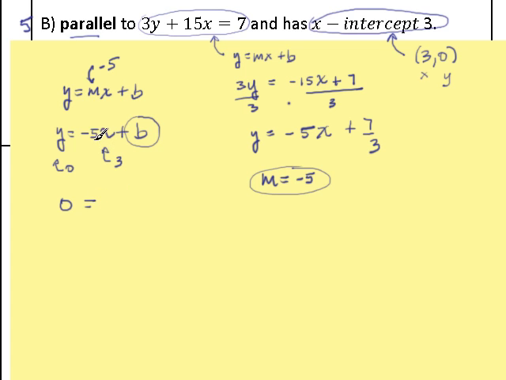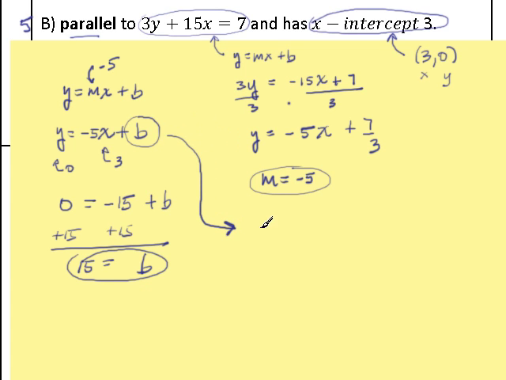So 0 is equal to minus 5 times 3. That's minus 15 plus b, and just add 15 to both sides. And we get that b is equal to 15. Okay, now we can finish this. And we have y is equal to minus 5x plus 15.